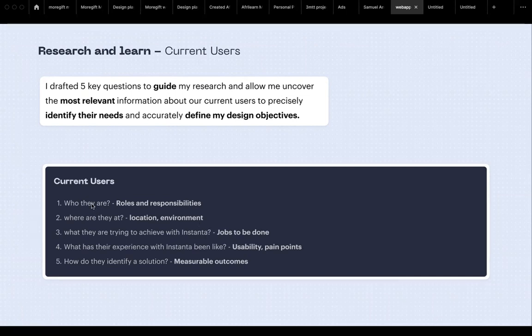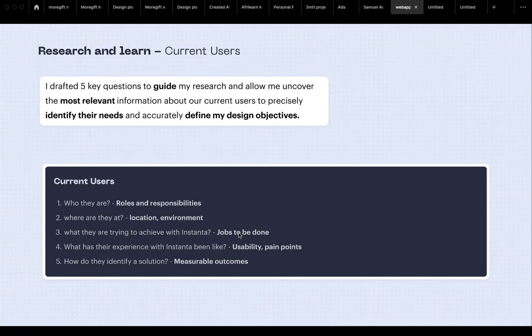Okay. So who are they? For my current user, I wanted to know who they are, their roles and their responsibilities, where they are at, their location and their environment, what they are trying to achieve with Instant Analyzer, their jobs to be done. Jobs to be done means what the user wants to get done. What are the things the user wants to get done?